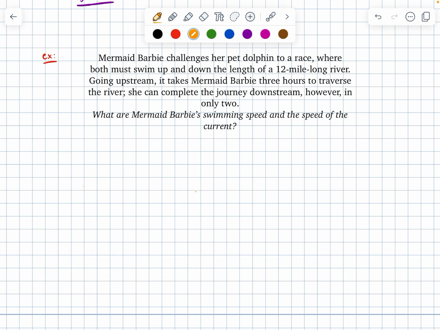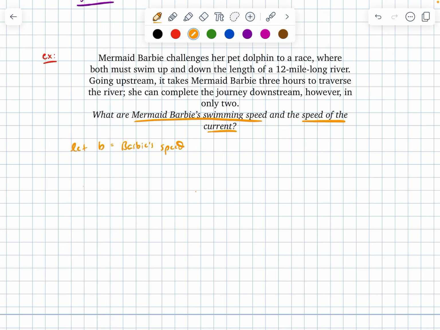Again, I don't particularly need a diagram here. Let me start by defining my variables. I need one to keep track of Barbie's swimming speed, one to keep track of the speed of the current. So I'm going to pick the variable b to represent Barbie's swimming speed.